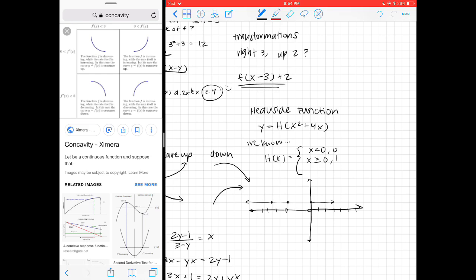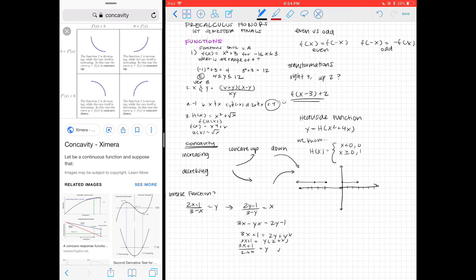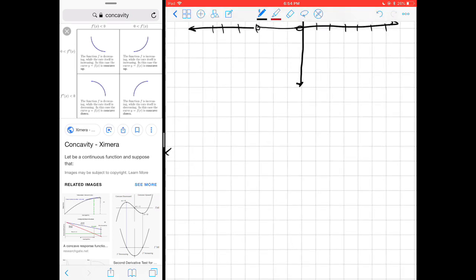If you test a couple of points, you'll find that this is what the graph should look like. It'll be an open hole on the bottom for both of the coordinates that it ends and begins at.